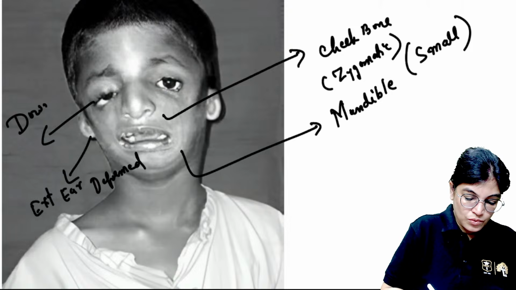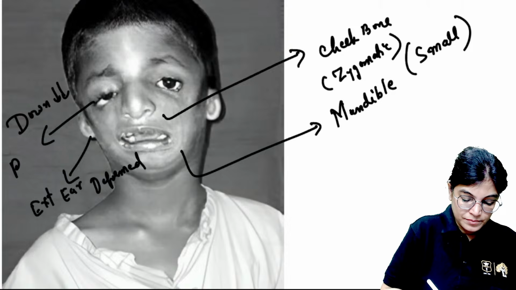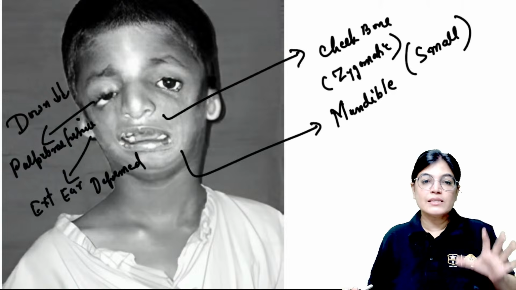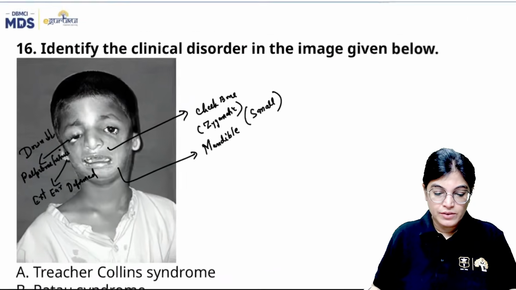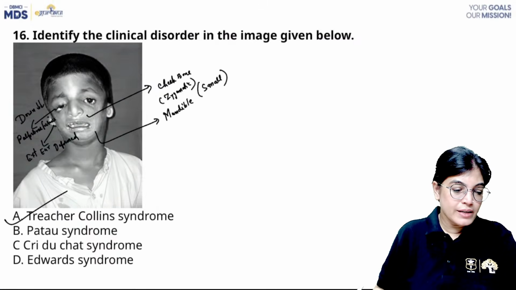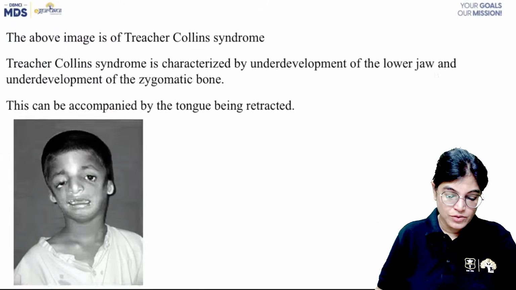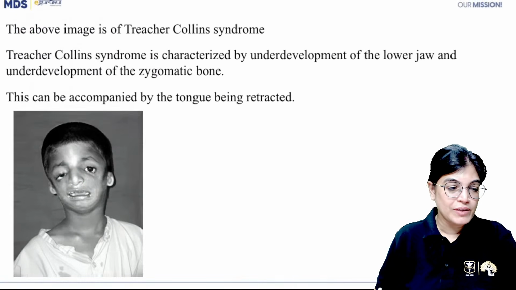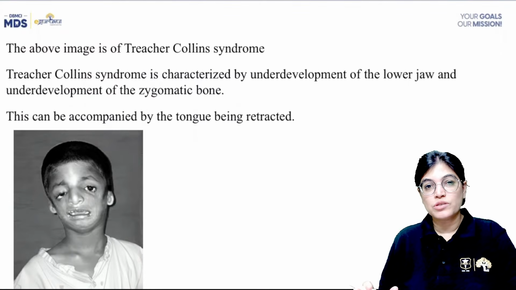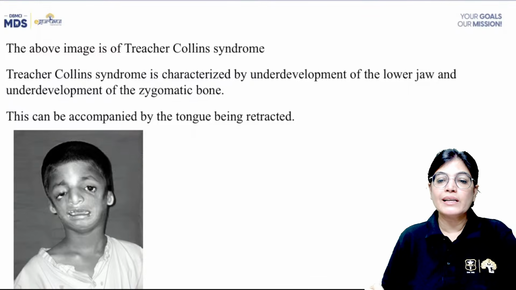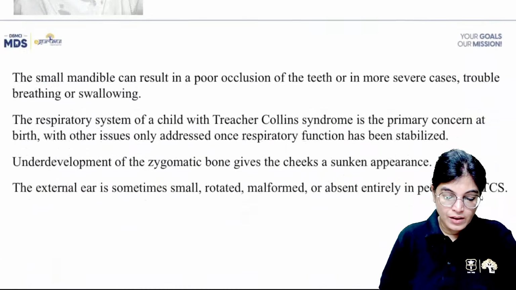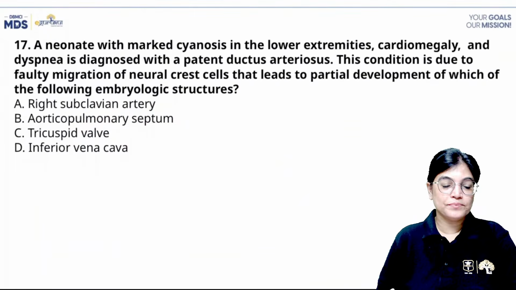And we have downward slanting palpebral fissures. Fine. So basically, this is a case of Treacher Collins syndrome. So that is absolutely the right answer, A. We have already talked in the previous classes about this condition. Image-based questions are again a very important point. Clinical and image-based questions are favorite questions to be asked for the INI-CET exam.